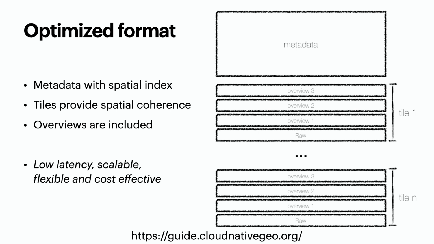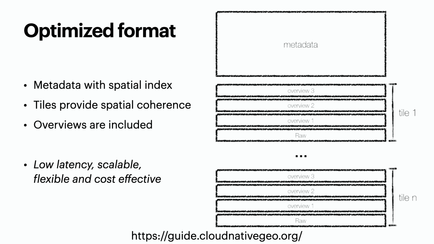So this is a nice picture from guide.cloudnativegeo.org. It's a cool website. You can read all about cloud-optimized file formats. And this is roughly how a cloud-optimized GeoTIFF looks like. All the metadata in the beginning, and the metadata will tell you which tiles there are, which overviews they have, and the extents. So you can actually download only the stuff that you want.